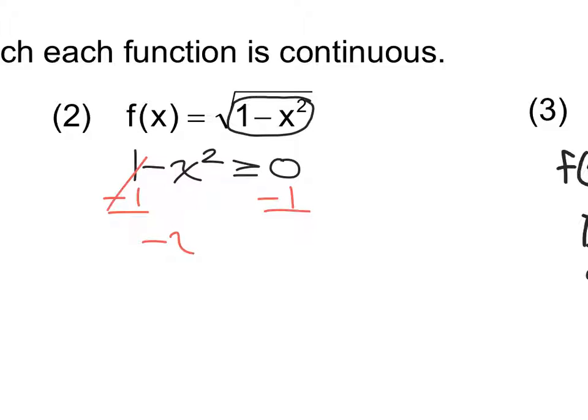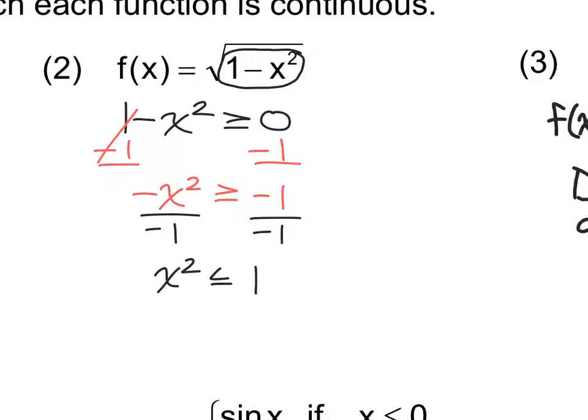So negative x squared is greater than or equal to negative 1. I'm going to divide out the coefficient, negative 1. All right, so x squared is going to be less than or equal to a positive 1.